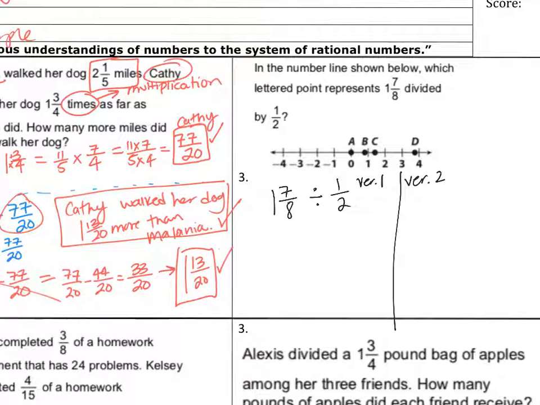So we would turn our first number into an improper fraction. 1 times 8 is 8. 8 plus 7 is 15. So we have 15/8 divided by 1/2. So what we would do is we would keep the first fraction as is. We would switch the division into multiplication and then flip this fraction into 2 over 1. 15 times 2 is 30. 8 times 1 is 8. So that would be our answer, but then we want to turn it into a mixed fraction.